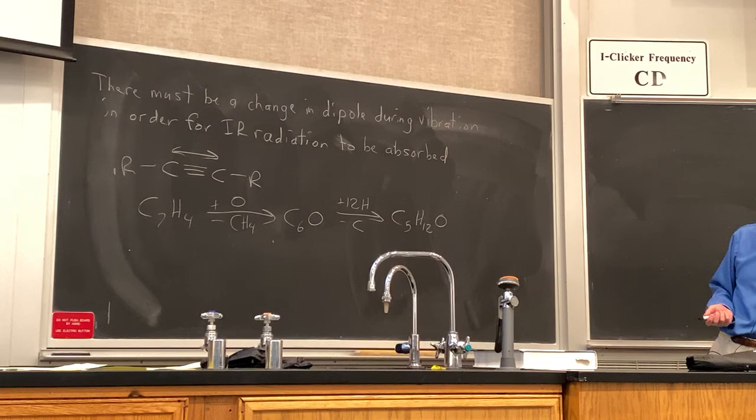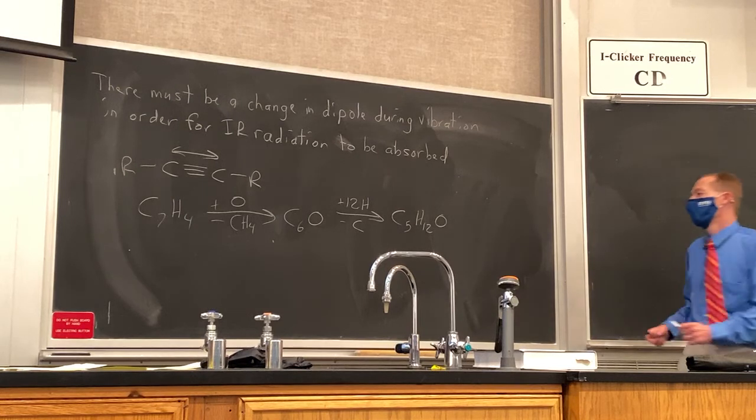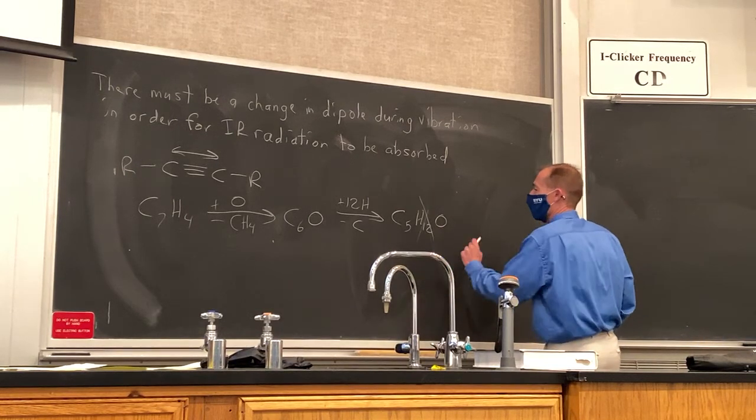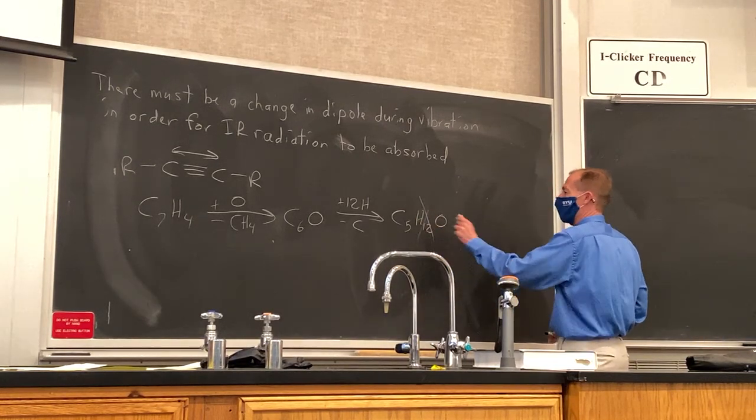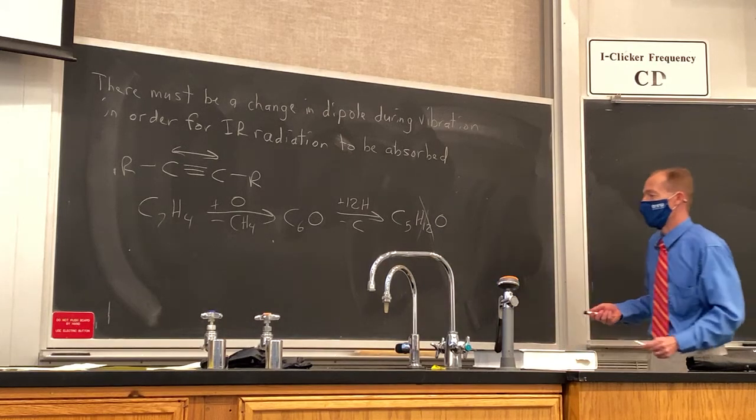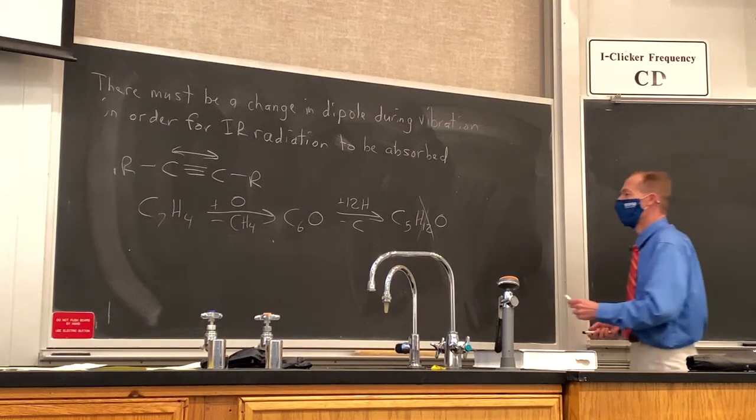Is there something in the IR that tells us we have a degree of unsaturation? There definitely is. We have a very strong peak at 1700, so we know we have at least 1 degree of unsaturation. So we know that this formula doesn't work. So we can forget about that formula, and we have to add another oxygen.